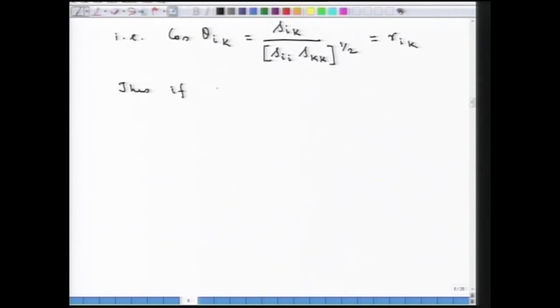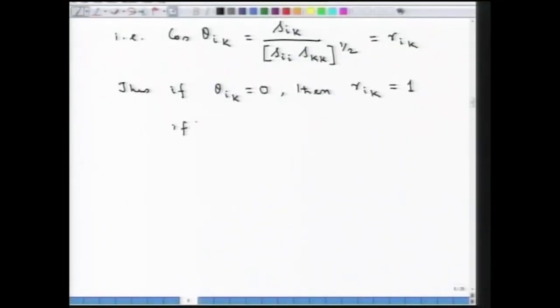Now, given this particular expression, we can say that if this theta ik, the angle between the two deviation vectors, is 0, so they are basically in the same direction, then this r_ik is cosine of that angle 0, and hence this is equal to 1. That justifies our intuition that if the two deviation vectors are in the same direction, then the two random variables would have a perfect linear correlation, so that the correlation is equal to 1.